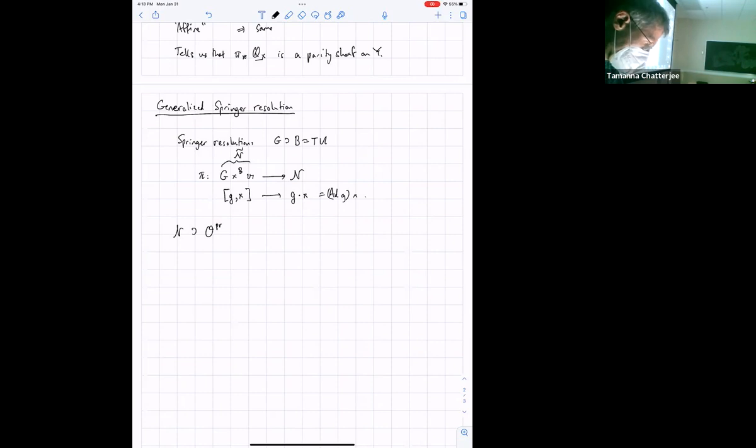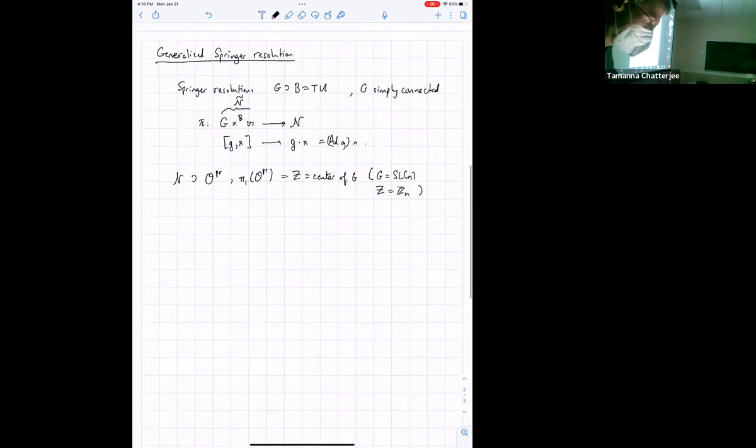So N contains O principal, the principal orbit, and I'll take G to be simply connected. The fundamental group of the principal orbit is the center of G. In the case we're most interested in for most of this talk, G is SL_n, and then Z is just Z/n. This part of the talk is for all types, but the paving part is, at this point, only for SL_n.